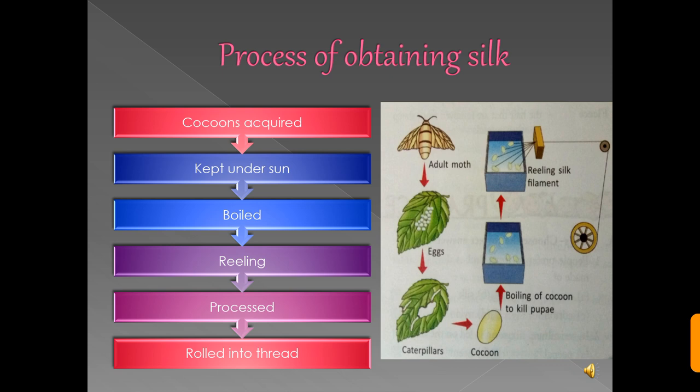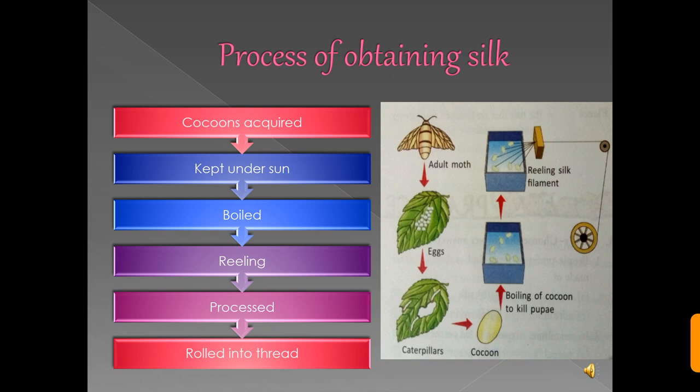Process of obtaining silk. Firstly, the eggs are reared in hygienic conditions at suitable temperature and humidity till the larva comes out. Then the fully grown cocoons are sorted according to their color, size, shape and texture. After that, the sorted cocoons are immersed in boiled water or exposed to steam. This kills the pupa inside the cocoon.